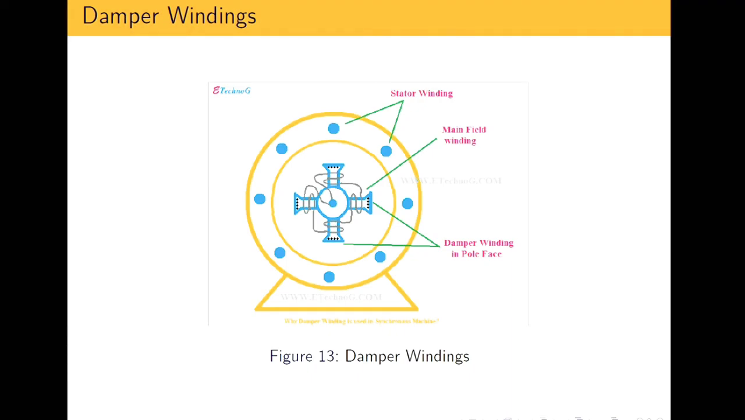Here in a synchronous machine, we have stator and rotor, and stator winding is there, and we have the main field winding, which is also called the rotor winding. In addition to stator and rotor windings, we have one more winding, which is called the damper winding, which is shown here. The black dots on each phase of the rotor pole, you can see the damper winding.